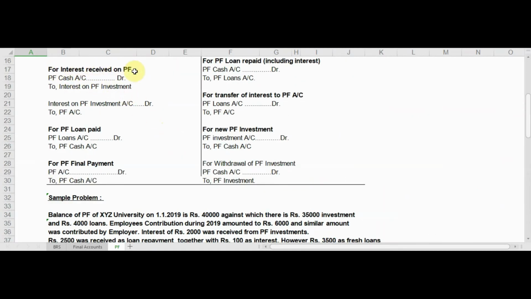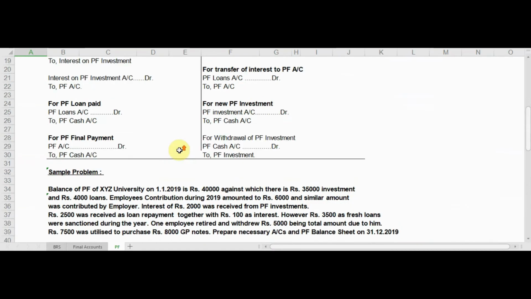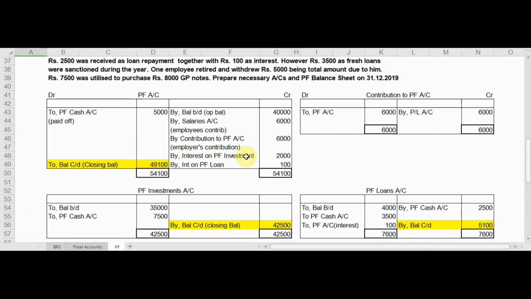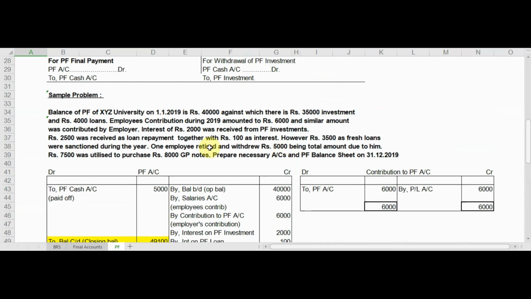For interest received on PF, we have journal entries. PF cash account debit to interest on PF investment 2,000. This is the first entry. The next entry is interest on PF investment account debit to PF account. So PF account is credited by interest on PF investment 2,000. So interest on PF investment is cancelled out. Once it is debited and it is credited, so it cancels out.